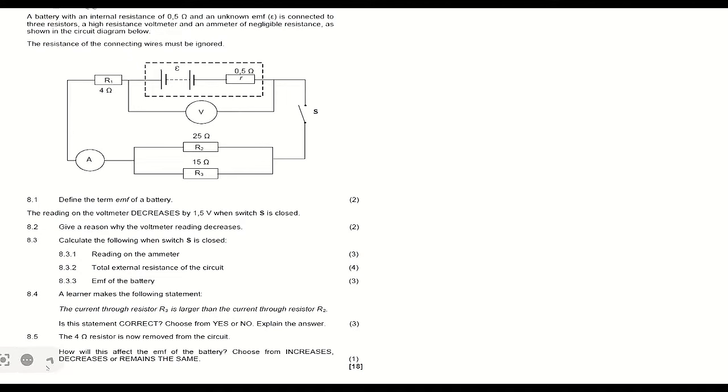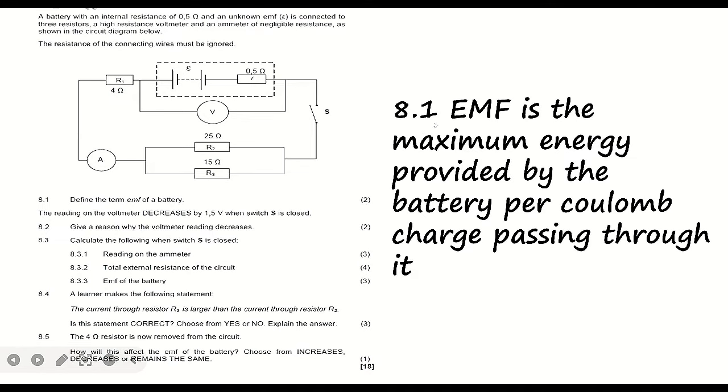So let's quickly run to that. We say EMF is the maximum energy provided by the battery per coulomb charge passing through it. Right. Then we have the reading when the voltmeter decreases by 1.5 volt when switch S is closed. 8.2 says give a reason why the voltmeter reading decreases for 2 marks.